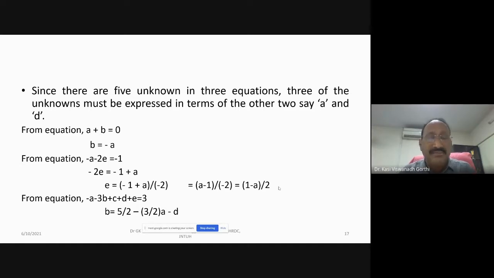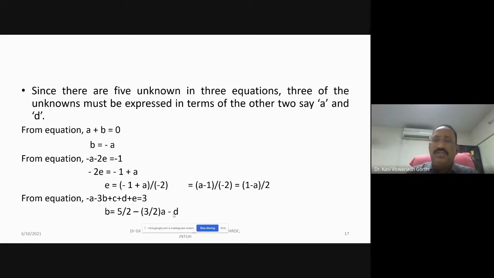Now take the second equation. Minus a minus 3b plus c plus d plus e is equal to 3. So, you have the value of a, which is a itself. The value of b is minus a. Substitute here. The value of e is equal to (1 minus a) by 2. Substitute here. This can be solved for c in terms of d and a. So, c will be equal to 5 by 2 minus 3 by 2 a minus d. Now, you have solved for 3 variables in terms of the remaining 2 variables.